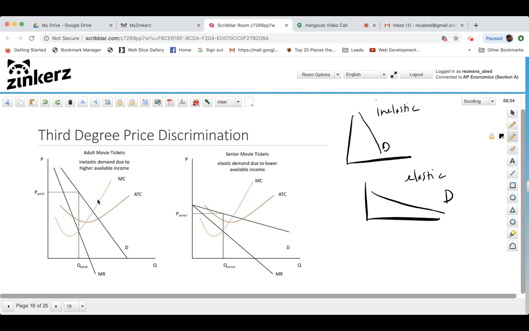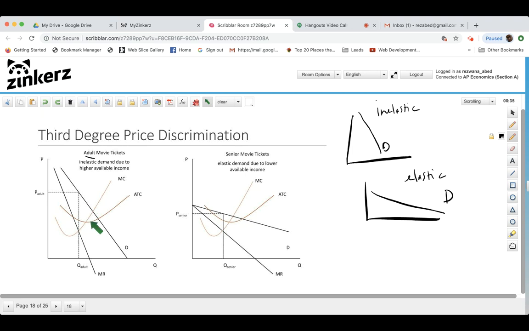So your marginal revenue reflects your demand curve. Of course, the marginal revenue for adults is also more inelastic, more steep, whereas with seniors it's not the case. Their demand curve is flatter, and therefore their marginal revenue is flatter as well. So here, we're just following the same idea.